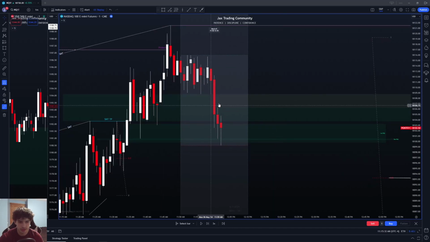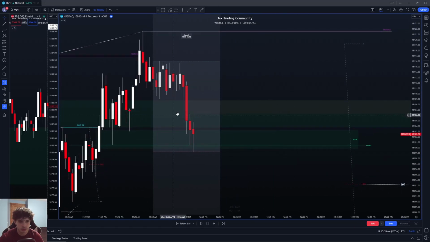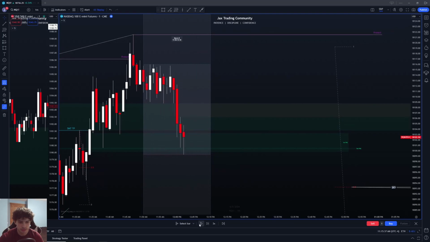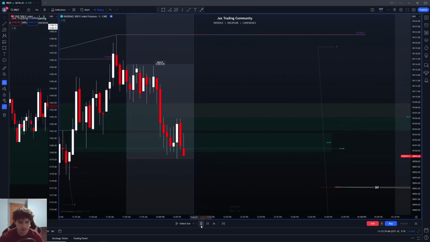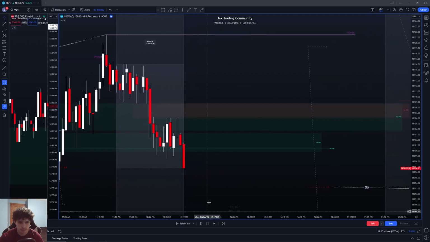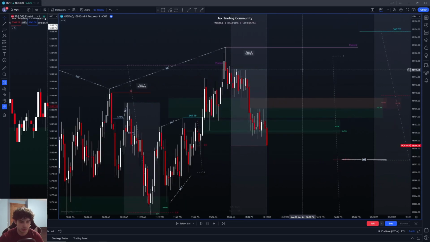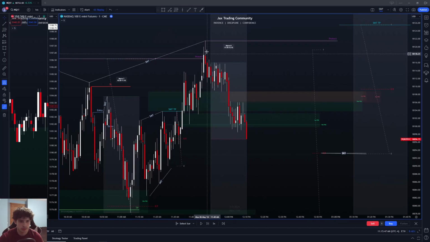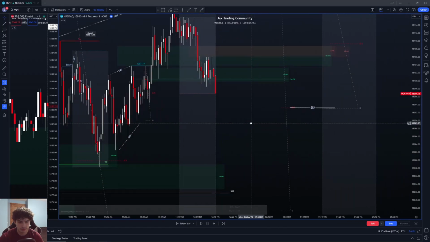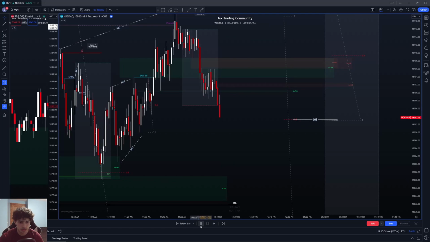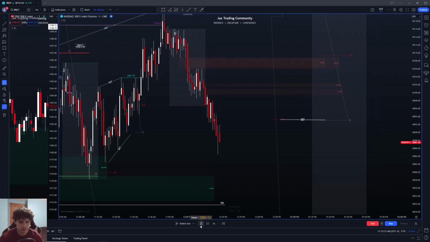So now we have this fair value gap. This fair value gap, I would take an entry if we did retrace back up to it. As you can see, we did not retrace back up to it, but you can also see right here, from this macro, we obviously sold off. So let's see what price is going to do a little bit more now here.